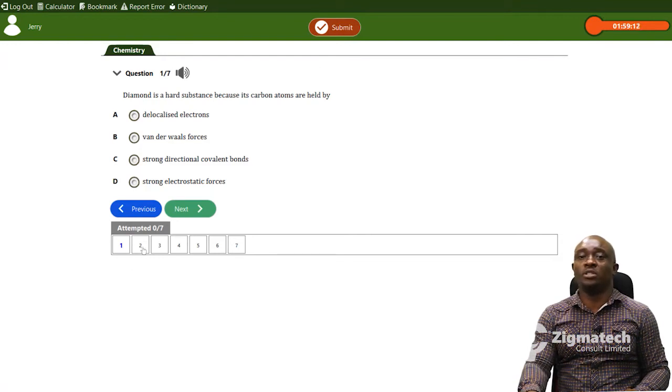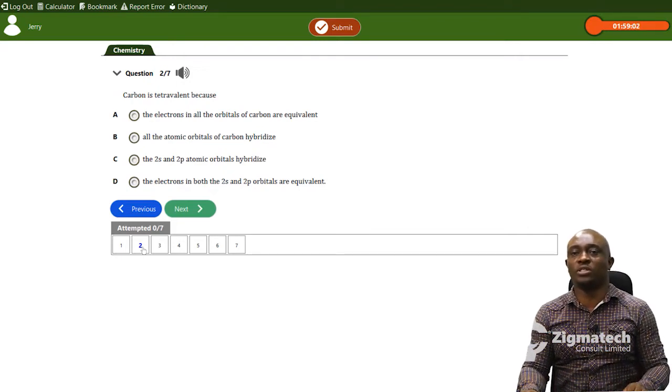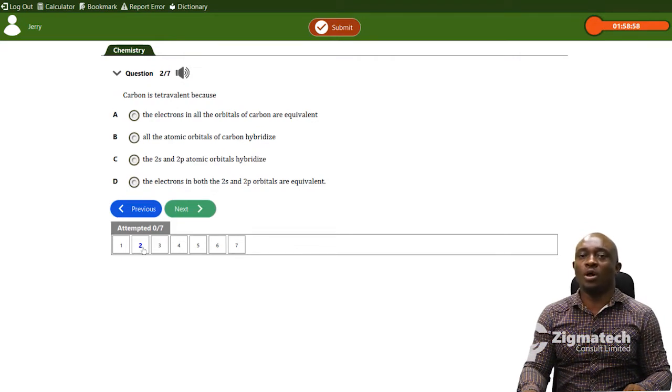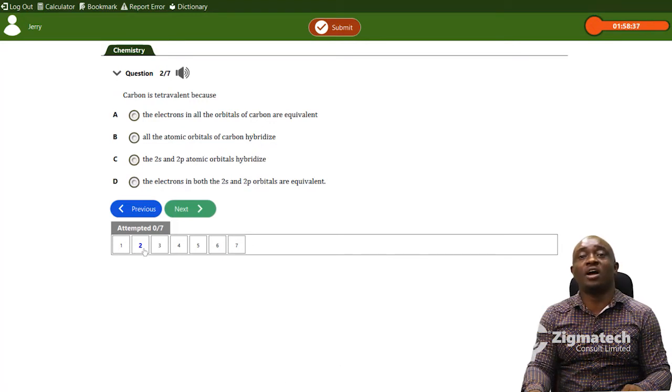Now, answer number 1. Let me take you through number 2. Number 2 says carbon is tetravalent because. What is the reason for that? 1, it says electrons in all the orbitals of carbon are equivalent. No. All the atomic orbitals of carbon hybridize. No. The 2s and 2p atomic orbitals hybridize. Then finally they say the electrons in both 2s and 2p orbitals are what? Equivalent. Yes, because of that, you see that this is the reason why carbon is what? Tetravalent in nature. Remember that tetra means 4. Tetravalent means that it has 4 electrons at the outermost shell. That is why carbon belongs to group 4. The number of electrons at the outermost shell determines the group to which carbon belongs.